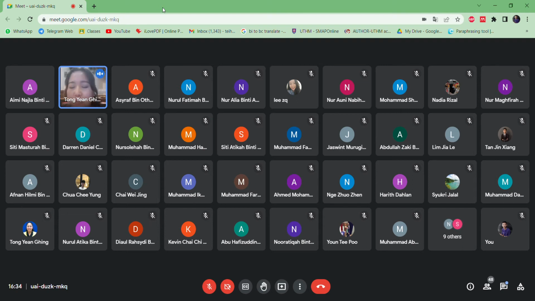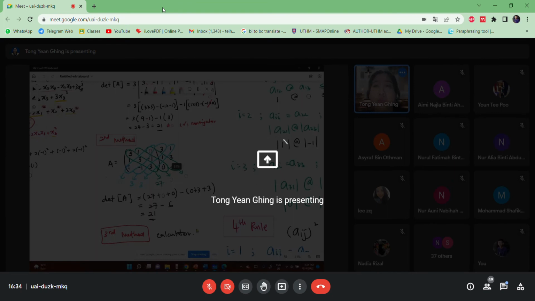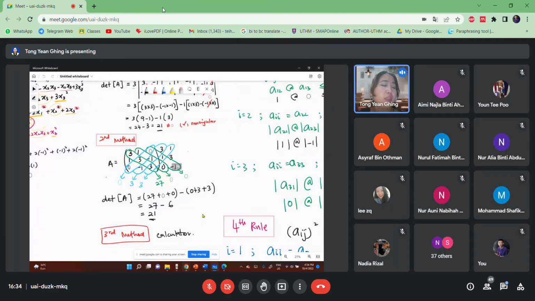Okay, now we continue. Before I start the next chapter, since a student asked me about how to use the calculator, the old version of the calculator, to solve the determinant of a matrix. Determinant of a matrix using the old calculator.